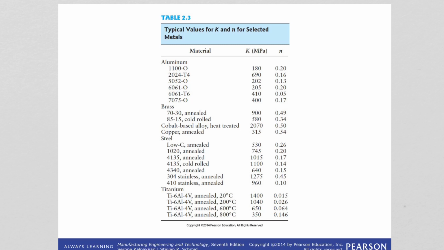In this table, we are seeing the values of K and N for some metals. You can see that annealed copper and brass and stainless steel have high N values. This means they can be stretched uniformly to a greater extent than the other metals that are listed in the table.